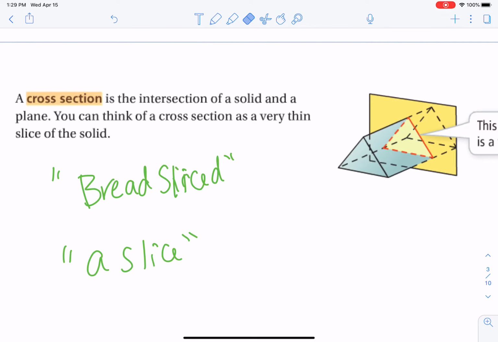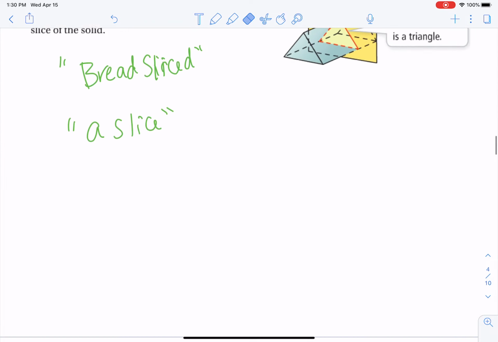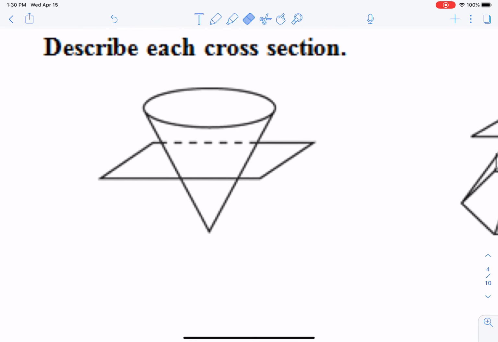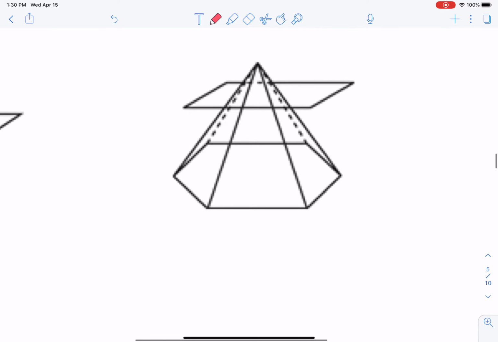So the cross section is what shape do you see when you make the 3D shape or the 3D figure and you cut it. So this is a triangular prism, and when I cut it, I see a triangle. If I cut it in that way, you could cut it slanted, it might look a little bit different. So here's some pictures. If I take this cone and I bread slice it perfectly evenly, I will get a circle as my cross section. That is what I'm gonna see when I slice it. If I slice this hexagonal pyramid, I'm gonna see a hexagon as my bread slice or my cross section.